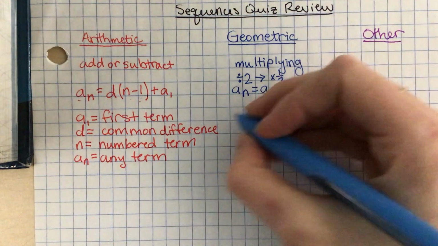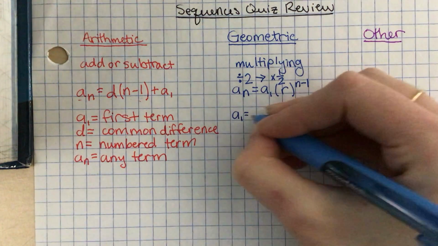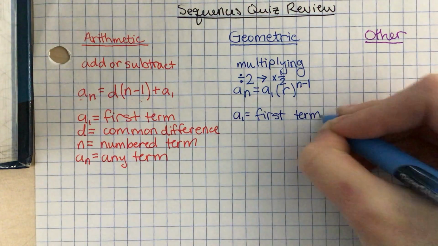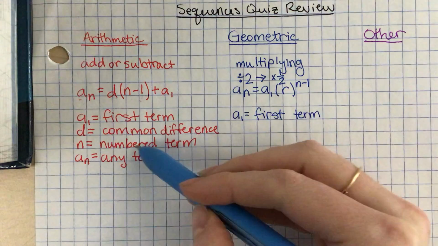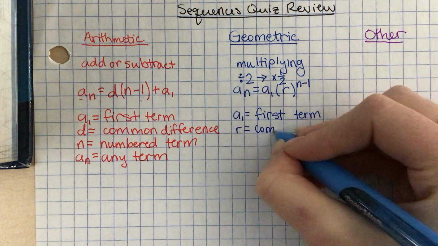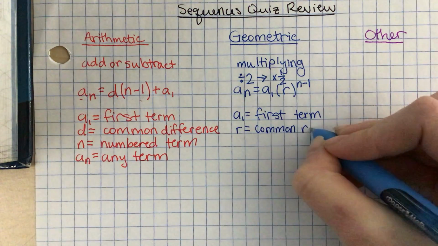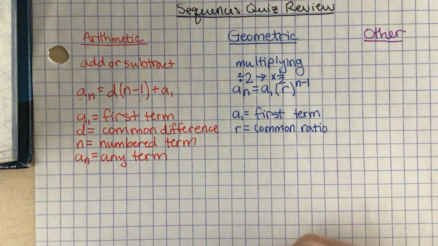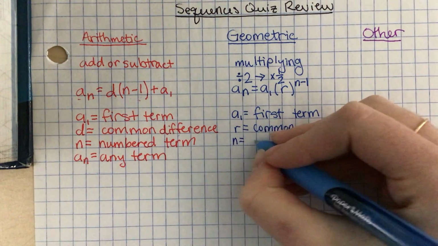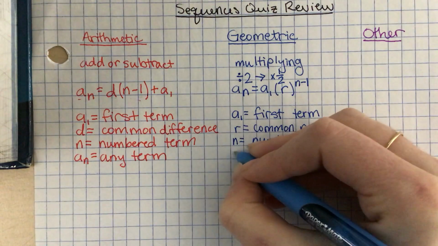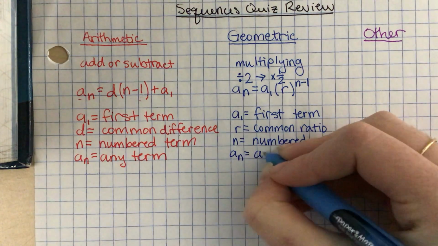So now let's go through again. We said A1 is our first term. That doesn't change. That's always going to be the same thing. Our common difference, though, isn't our difference anymore. It's our ratio. And we call it a ratio because we're multiplying. Remember, geometric means that we are multiplying. N is going to be the same thing. It's still the numbered term. And AN is still any term.